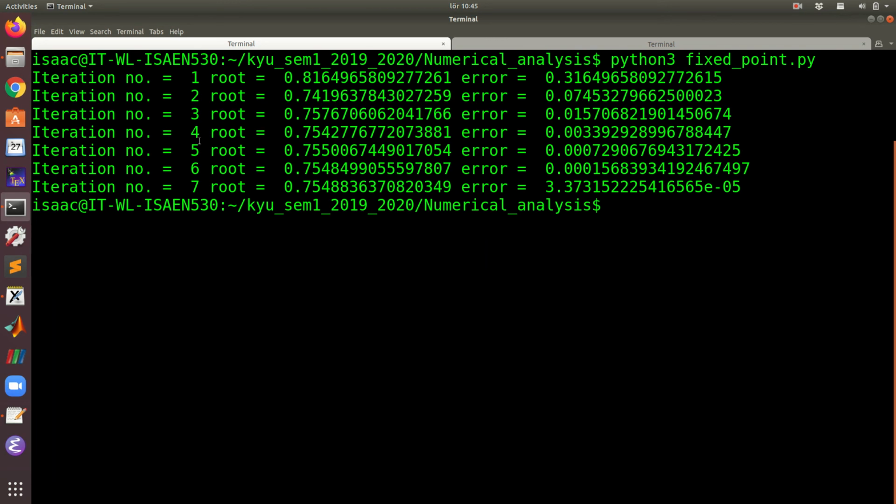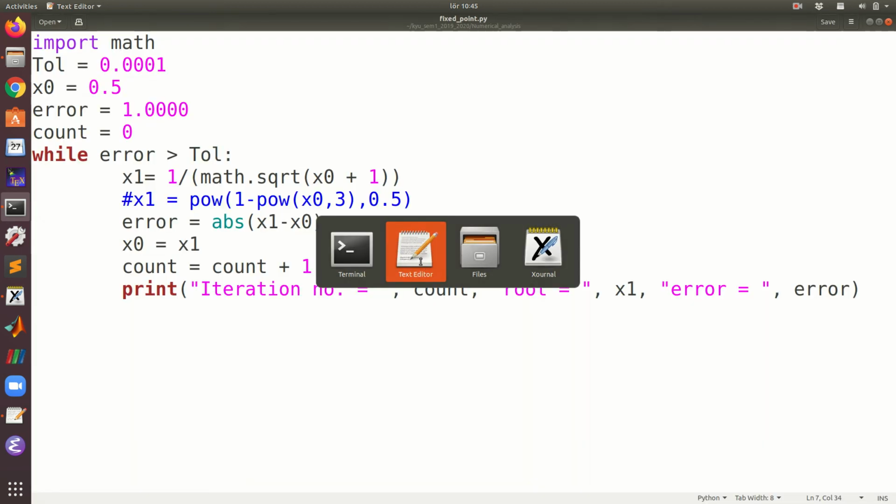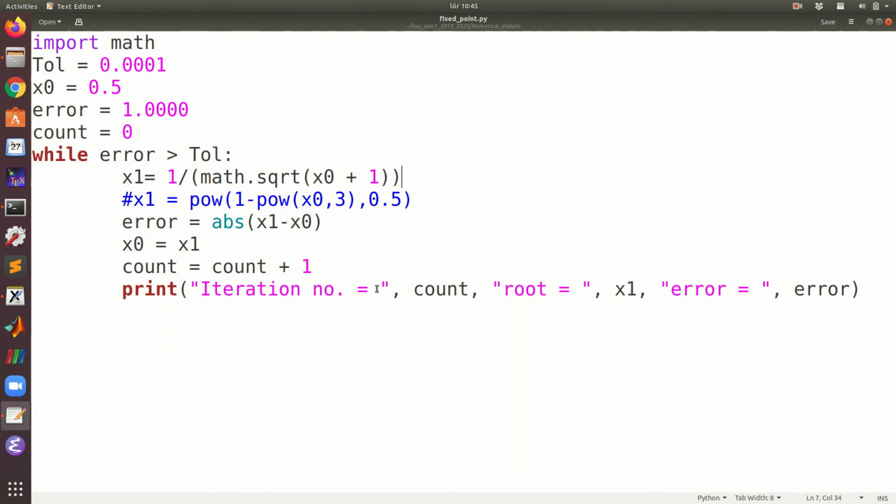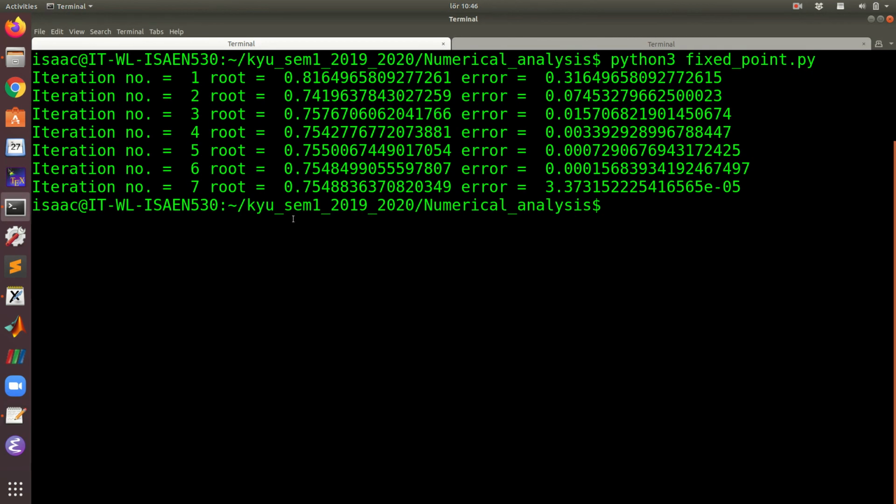So I run it, and then it gives us iteration count number 1, number 2, number 3. It gives everything here. The output you should know is that we say the iteration number, then it will put the count, then it will put the root, which is x1. Remember, we are computing x1, which is equivalent to xn plus 1. So every time we are computing x1, the root, and then we are computing here the error, which we are getting by x1 minus x0. So that is the output on the screen.